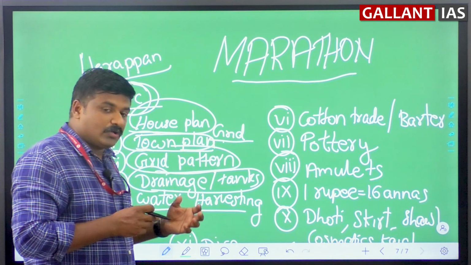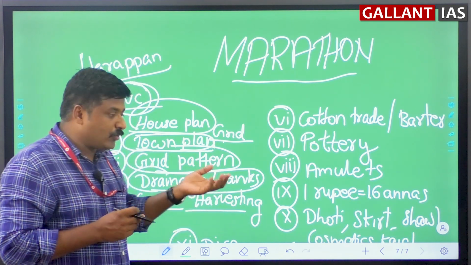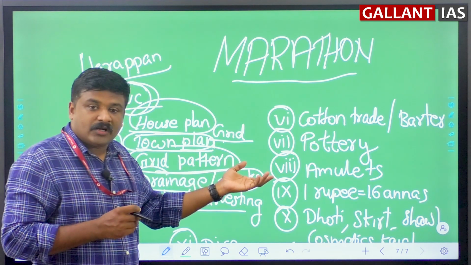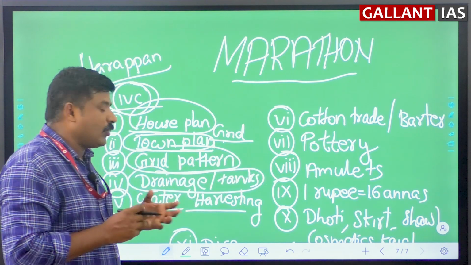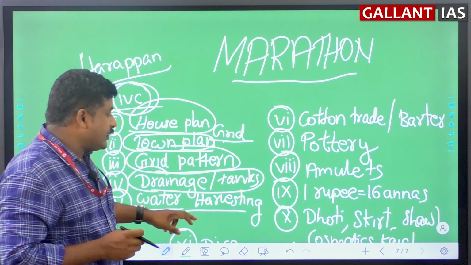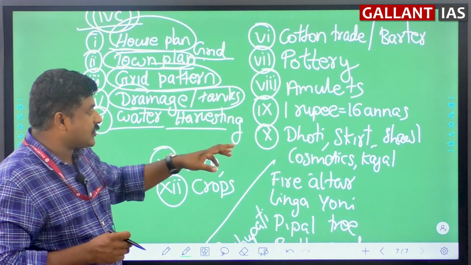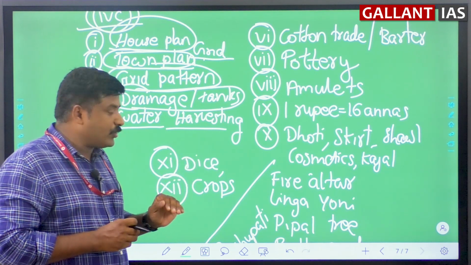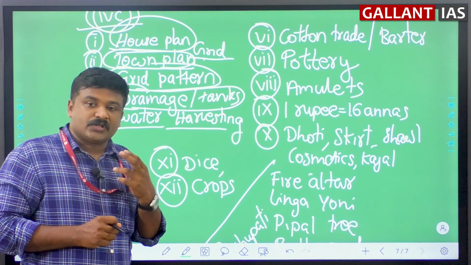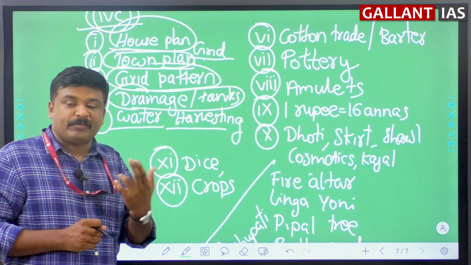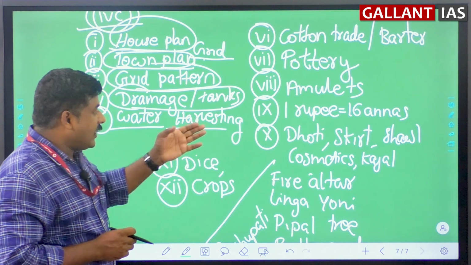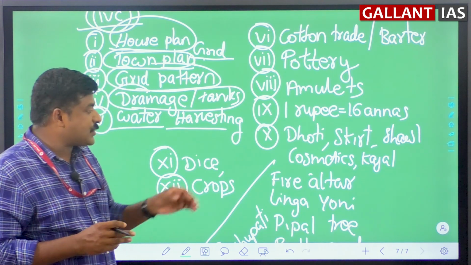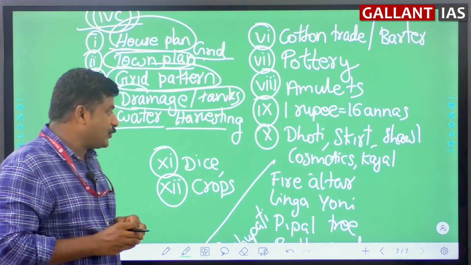Then the standard weights and measures, the standard denominations, are all followed even today. Then the dressing pattern, the dhoti, skirt, shawl, upper and lower garments, that tradition is followed today. Cosmetics, kajal, they applied lipstick. Today our women also apply lipstick. And their urban culture was a secular culture, a secular civilization. That feature also continues today.